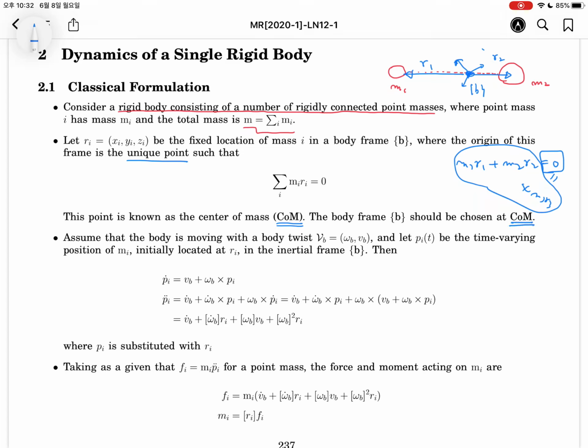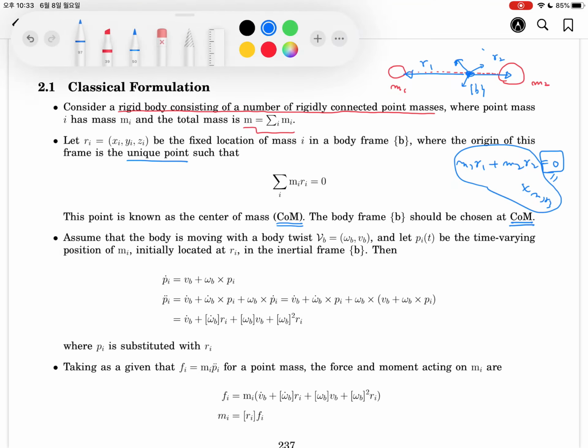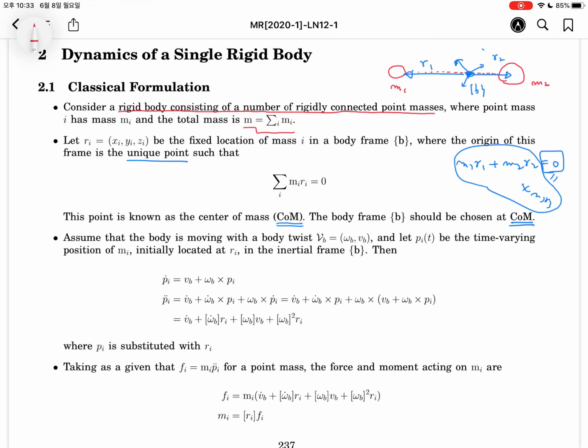One more. Assume that the body is moving with the body twist. Body twist applied here. Maybe the linear velocity will be Vb. Maybe the angular velocity is omega b. By combining both, we will call it twist. The body twist is applied to this rigid body, and then the pi here.